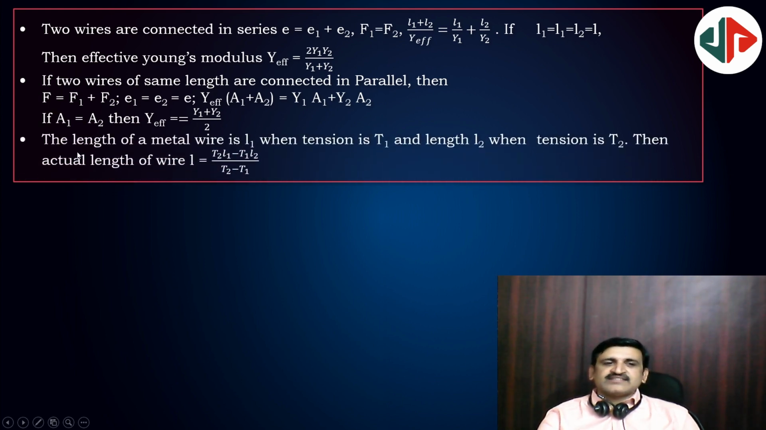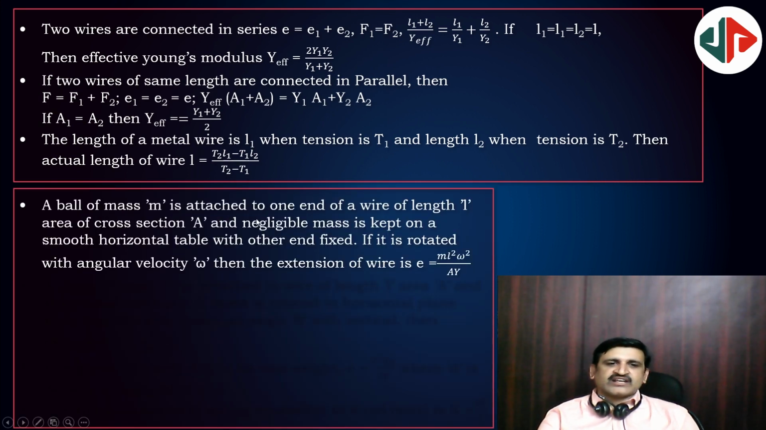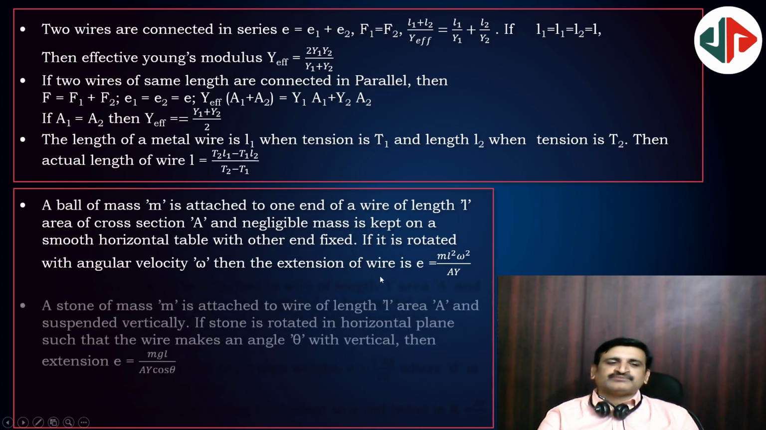And this is important. The length of the metal wire of length L1 and tension T1, length L2, tension T2, then actual length L is equal to T2 L1 minus T1 L2 by T2 minus T1. A ball of mass M is attached to one end of a wire of length L, area of cross section A, and negligible mass, kept on the smooth horizontal table with other end fixed. If it is rotated with angular velocity omega, then the extension of the wire is E is equal to m L square omega square by AY.